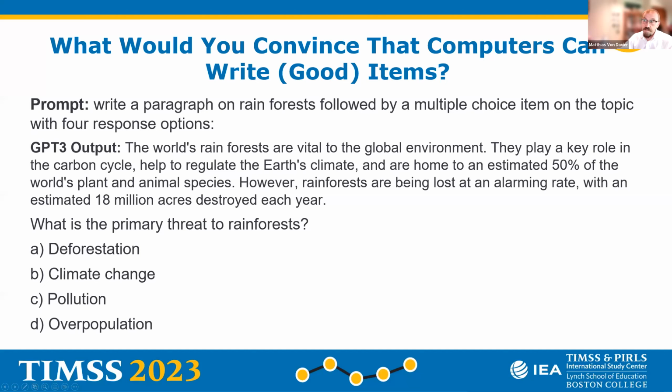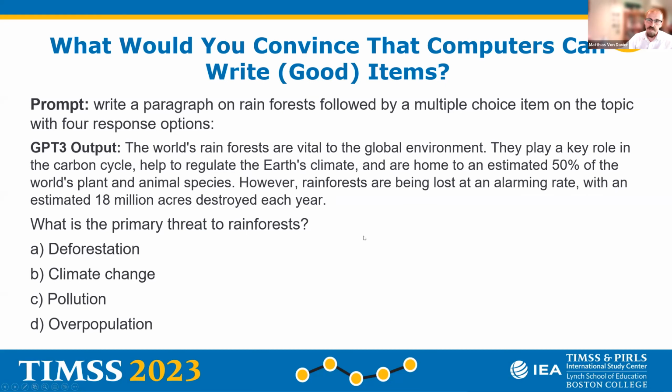The paragraph makes sense. I don't think it contains a lot of factual errors. Maybe the percentages have to be checked and adjusted, and how many million acres, that sometimes is made up, because this thing, after all, is still a neural network. It doesn't really know anything. It doesn't have conceptual knowledge. So those things have to be checked. The question, however, and the options make sense.